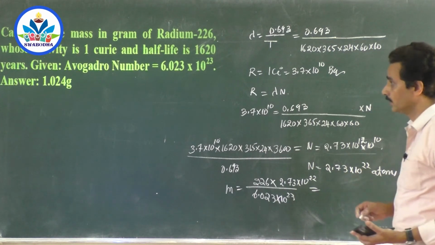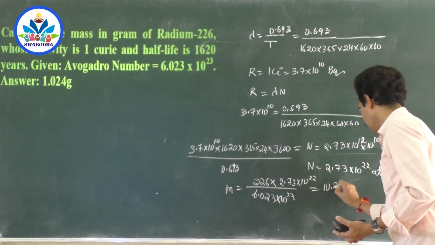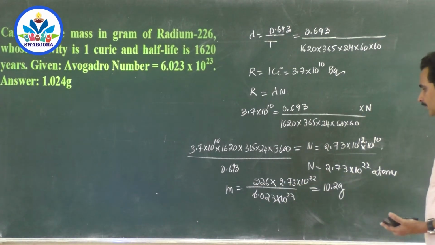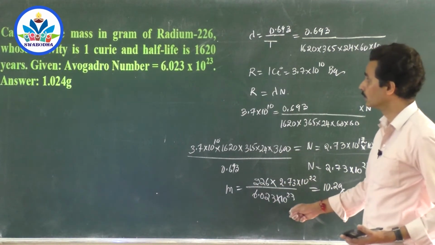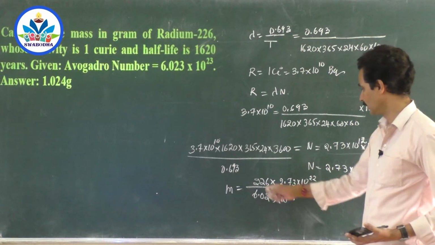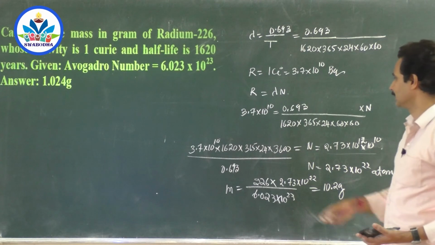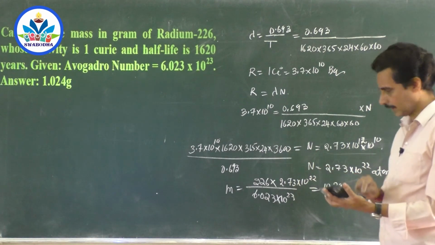10.2, it should be 1.02, right? 10.2 gram I get. I didn't convert it into kg. 226 gram I have taken. So these many number of atoms, 6.023 into 10 to the power 23 atoms weigh this much. I think we have gone wrong somewhere here in 10 to the powers. Okay, this is correct. Now we will check it again.